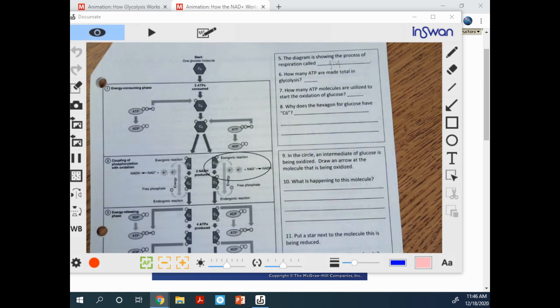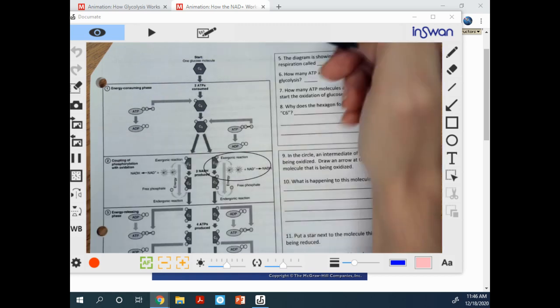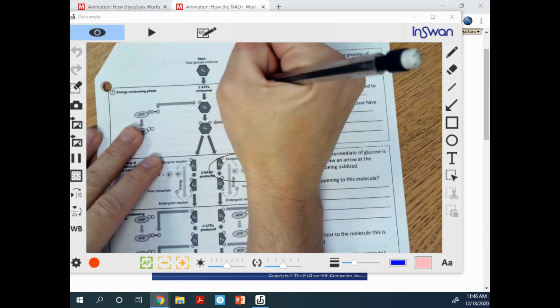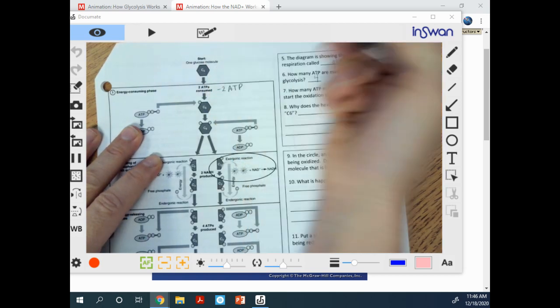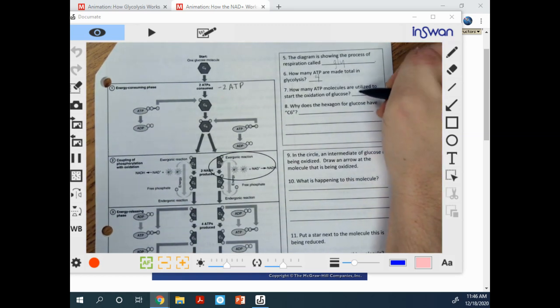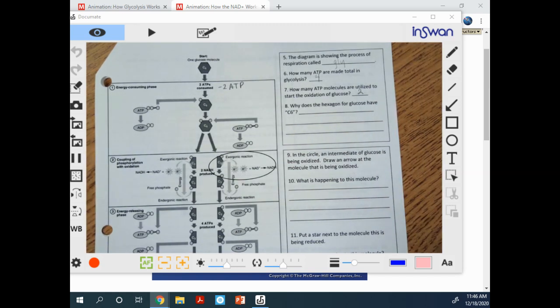You need to be able to tell me that glycolysis makes how many ATP? Good job. 4 ATP, right? You need to be able to tell me that. And you can see them being made here. You also have to be able to tell me, you can see it right here, because they say ATP got consumed. So if you see negative 2 ATP, that means it got used. So you have to be able to tell me that 2 ATPs got used.